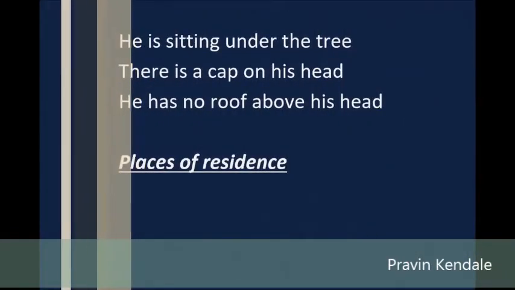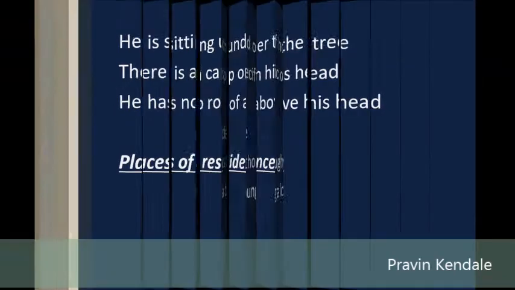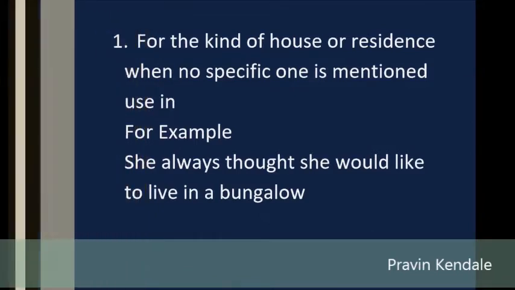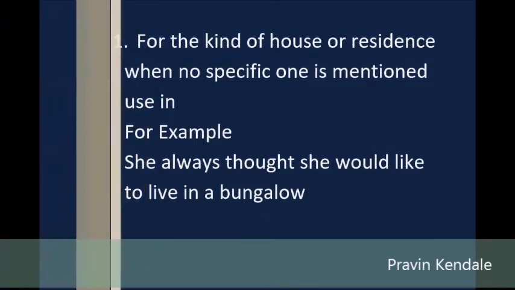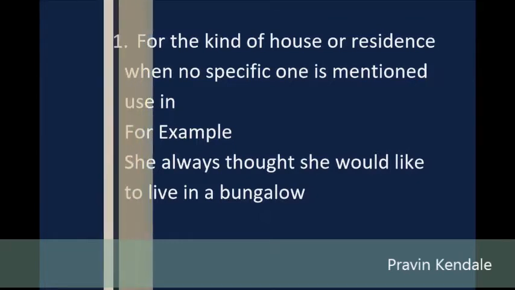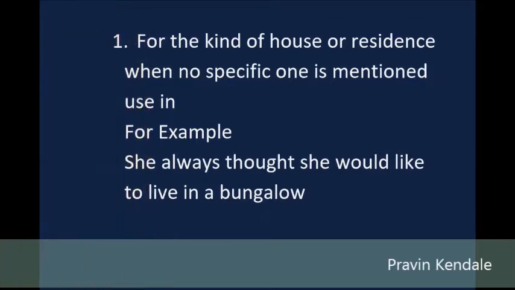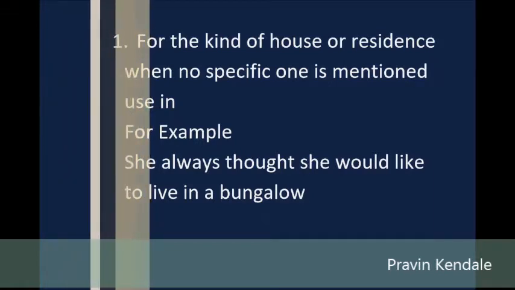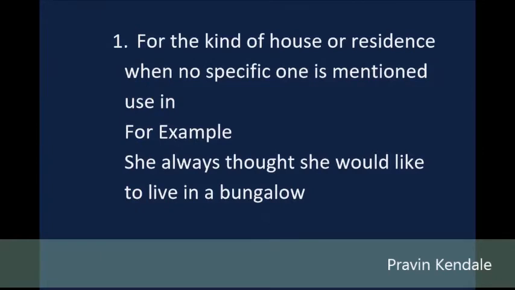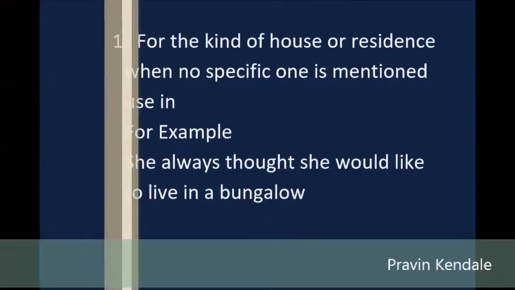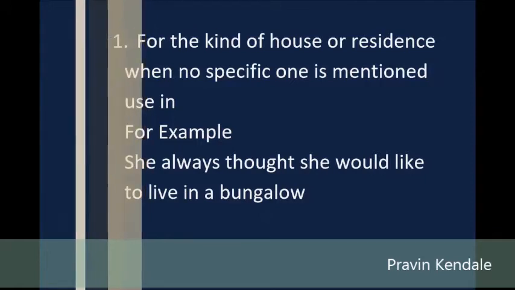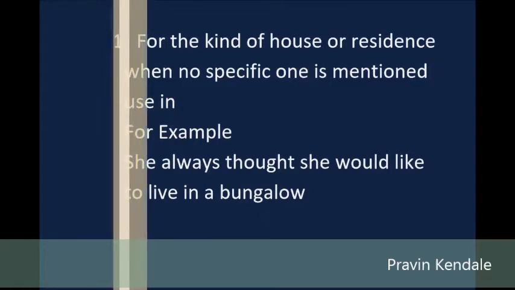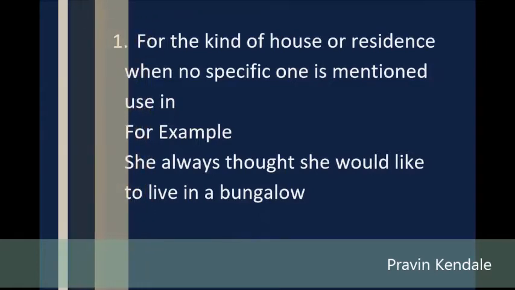Places of residence. One, for the kind of house or residence when no specific one is mentioned, use in. For example, she always thought she would like to live in a bungalow. Similarly, in a cottage, in a mansion, in a modern house, in a hotel, in a flat. Two, for a particular house or residence of place, use at. For example, the Prime Minister lives at 10 Downing Street. Three, for the names of the streets and roads use in. For example, Cholbul Pandey lives in Baker Street.